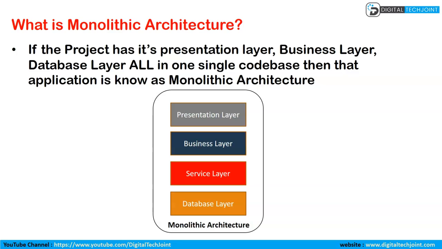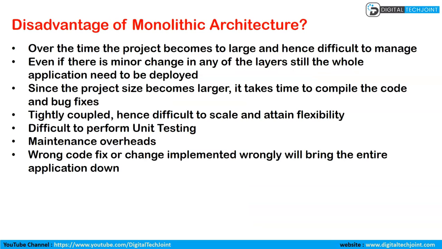That means when you compile the entire project, you have a single DLL that comprises your presentation layer, your business layer, your service layer and your database layer. So monolithic architecture leads to a lot of problems over the period. When your project gets complicated, when the number of views and models increases, it becomes very difficult to compile the entire application. It becomes very difficult to introduce even a minor change in the project.